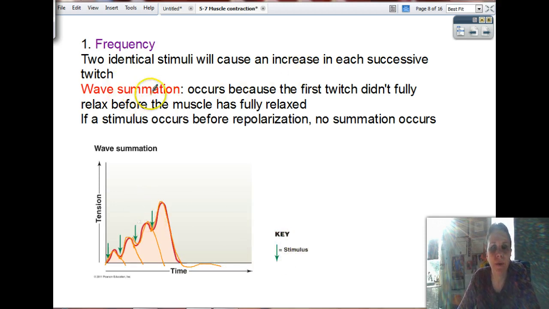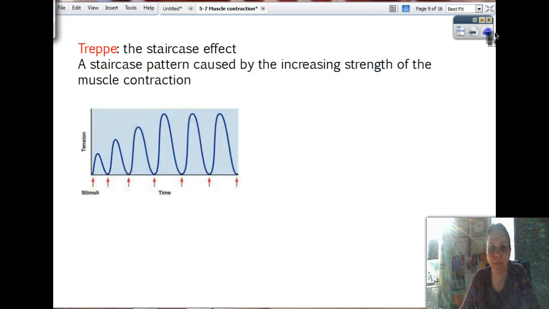So we call that a wave summation. It occurs because the first twitch didn't fully relax before the next stimulation, and so we get a culmination of twitches upon each other. If a stimulation occurs before repolarization, then no summation occurs. So I have to wait for my cell membrane to be repolarized in order for this to occur.